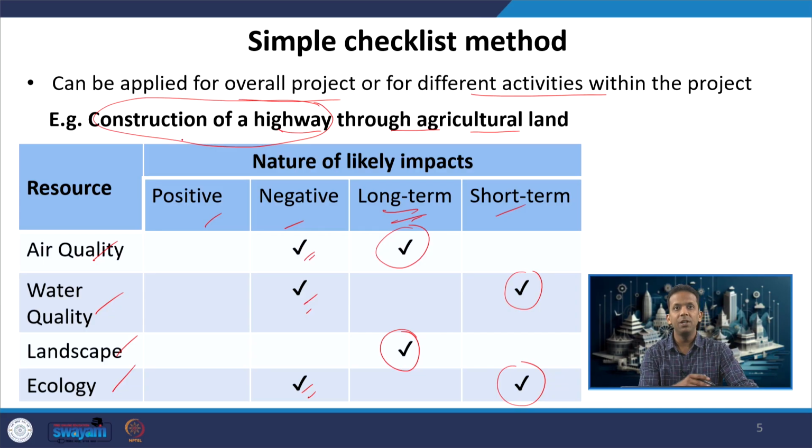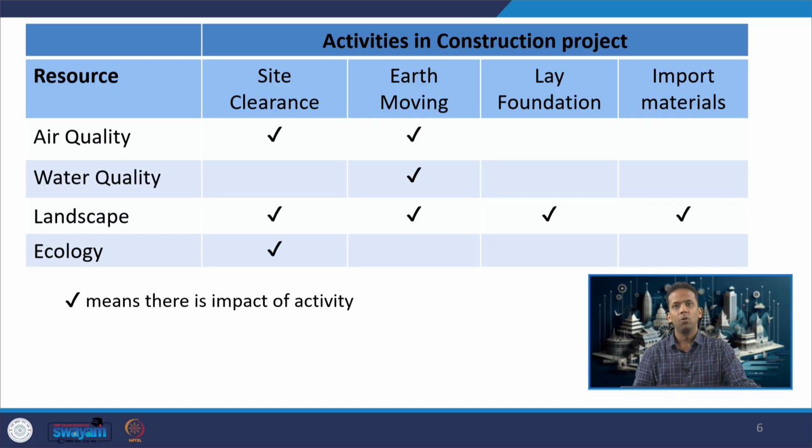Checklist involves also listing down the activities. So there are different activities involved in the construction of a road. Some of the activities are site clearance, earth moving or leveling of land, laying foundations and importing materials. Now the environmental components or resources which get affected are similar: air quality, water quality, landscape and ecology, and the tick mark means there is an impact of a particular activity. Now if we clear the site for construction of roads, obviously there will be some cutting down of trees from the agricultural land, some shifting of agricultural soil, so that will impact air quality, landscape and ecology.